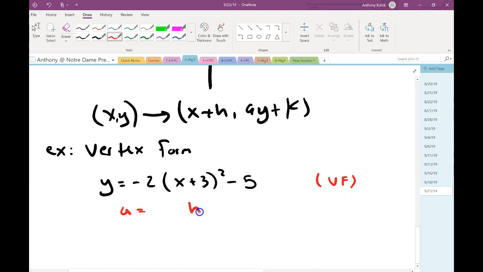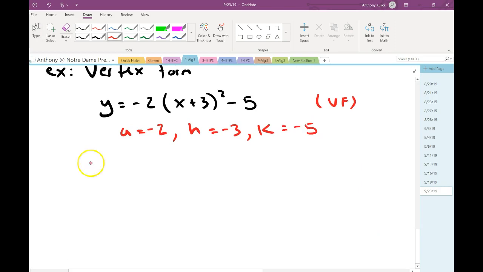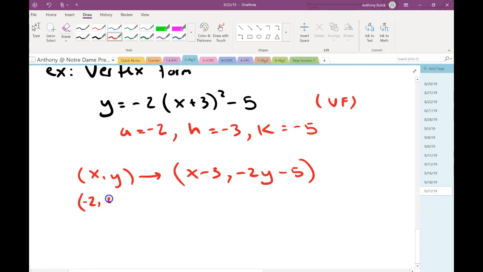So what is the value for A, H, and K here? Very good. Very good. Very good. Everybody happy with how we did that? So I'm going to write my transformation map. So remember that's x plus h, ay plus k. And I'm going to just do that to my 5 key points.